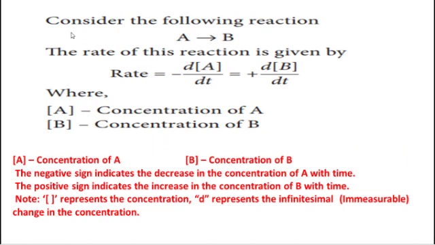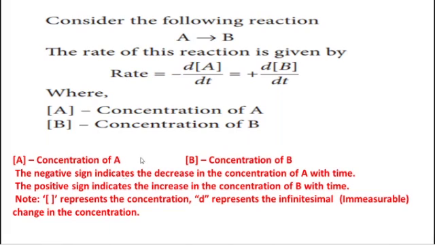As an example, consider the following reaction. A gives B. The reactant A gives the product B. The rate of this reaction is given by rate equals minus d[A] by dt, equals plus d[B] by dt. Here [A] means the concentration of A, and [B] means the concentration of B.